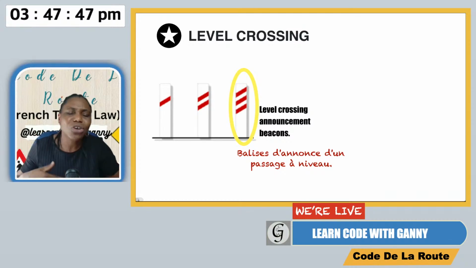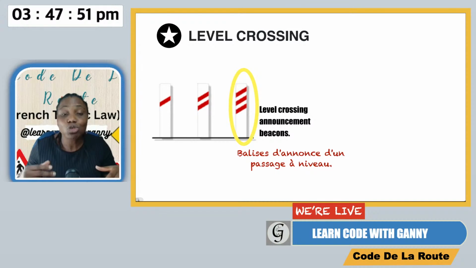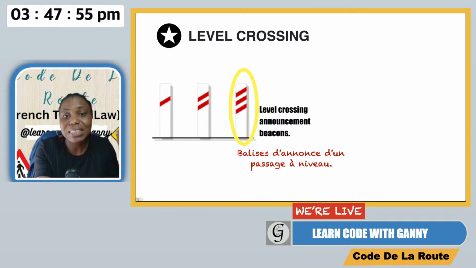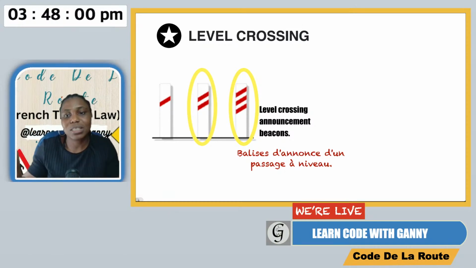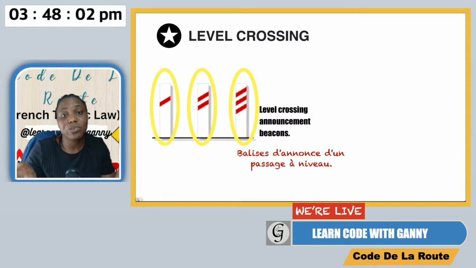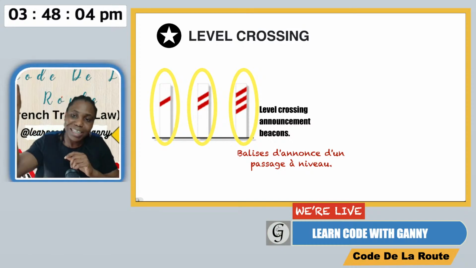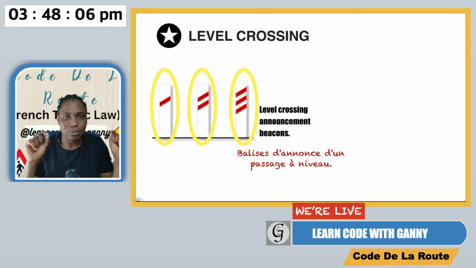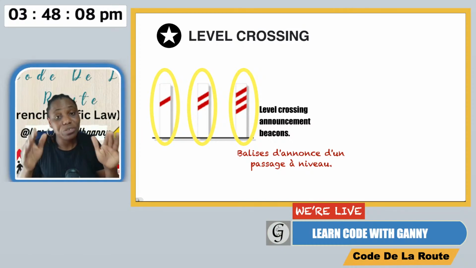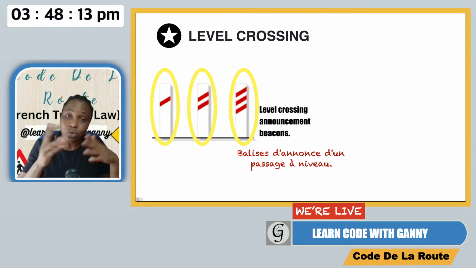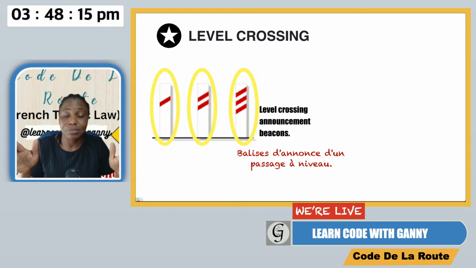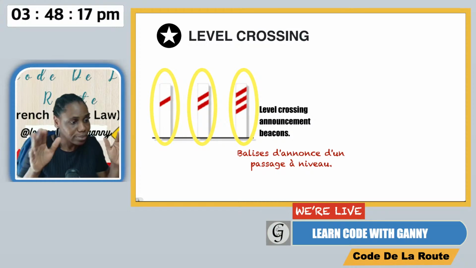It complements a danger signal, so that at least you will be attentive. The next one, with 2 lines, is 100 meters. The last one is 50 meters. So you should know that each line is 50 meters. That is the difference between them.